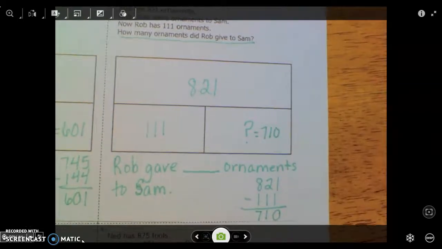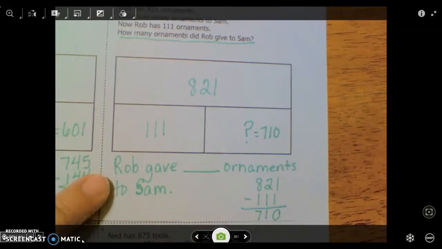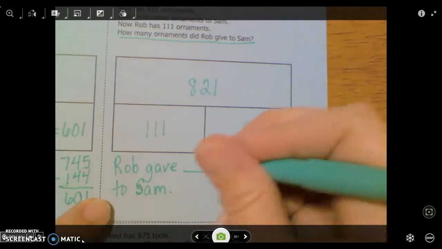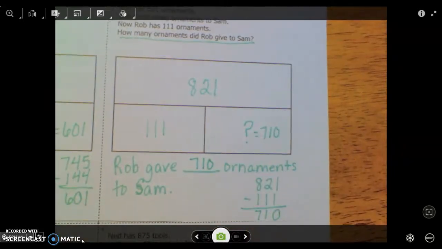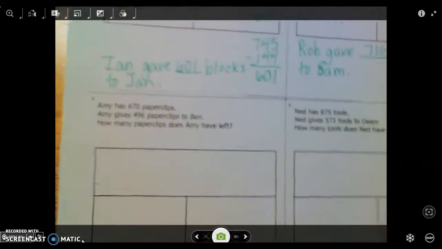Now I'm going to fill in my statement. Rob gave blank ornaments to Sam. Rob gave 710 ornaments to Sam. Okay. Let's move down and do the next problem.